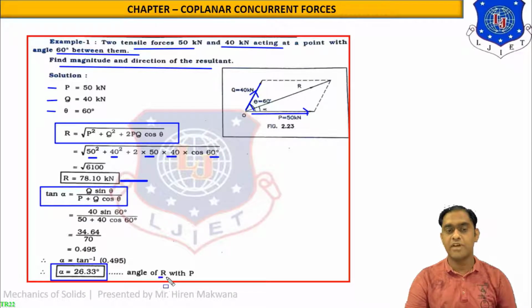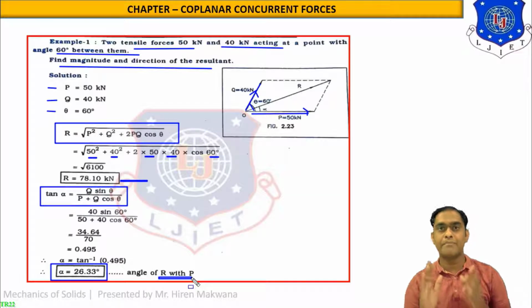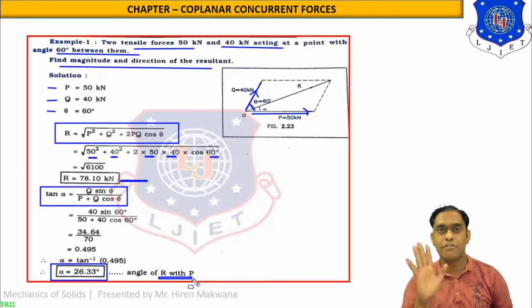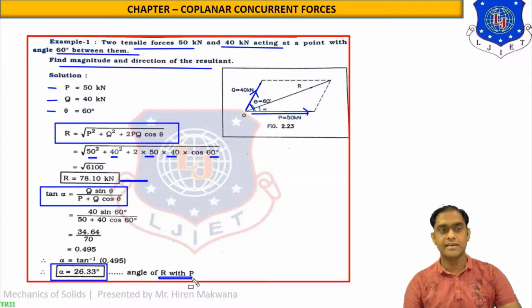So this is the alpha, which is the angle of R with P, which can be defined as direction of the resultant also. So this is very basic numerical in which by replacing the given values in the given formulas, you will get the required answer. So this is just for the warm up. This is just for your practice. Let us see the tough numericals ahead.